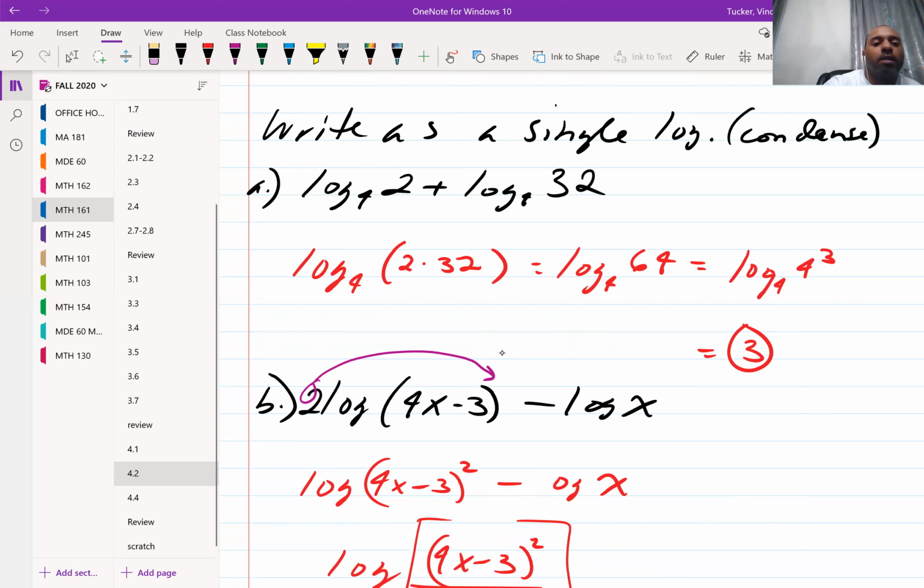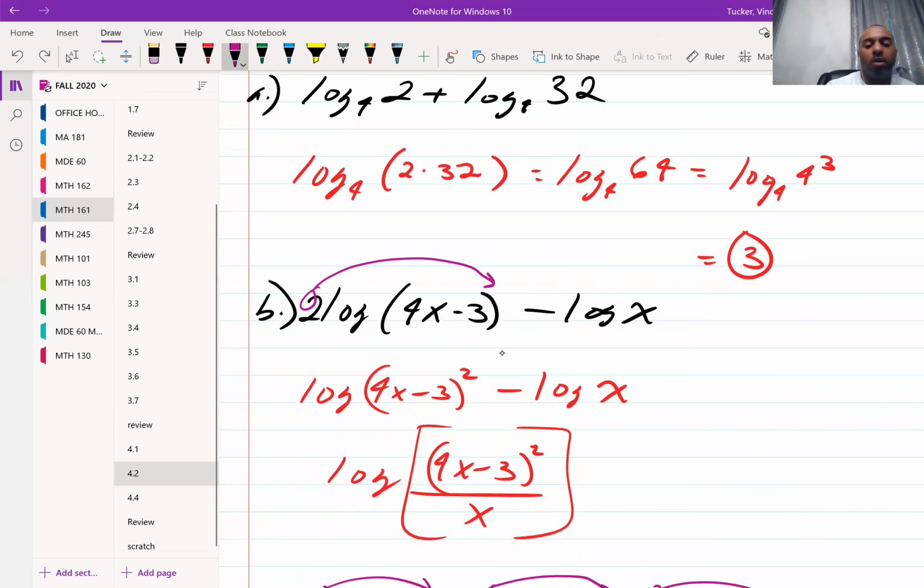The subtraction, I keep forgetting I have that. The subtraction lets me know I can bring it together as division. So it's log of 4x minus 3 squared over x. And that's it. Cannot reduce it any further. Questions? Any questions?